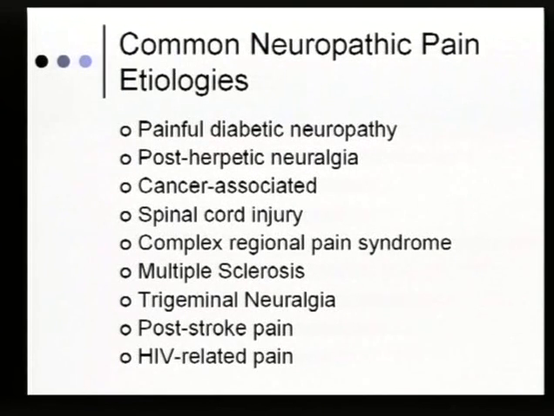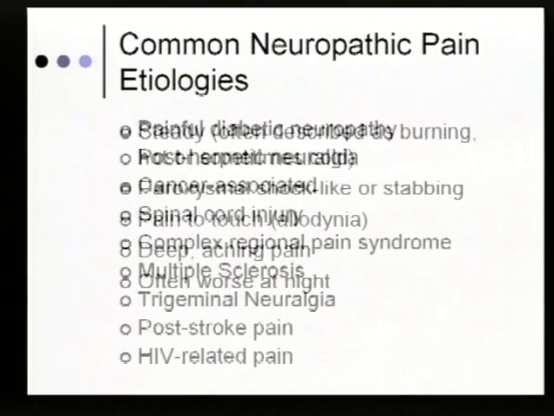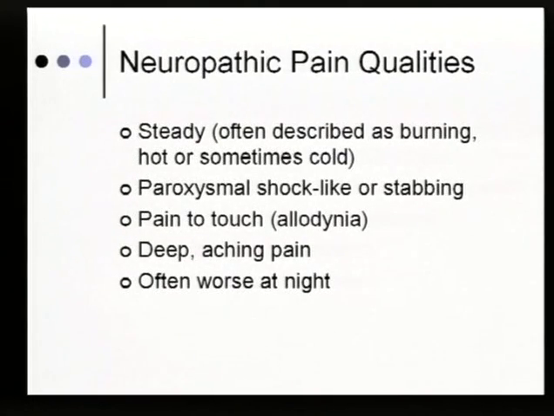We also have cancer-associated pain, spinal cord injury, which could include TM, trigeminal neuralgia, post-stroke pain. People with strokes can have pain from injury to the spinal cord, and then HIV infections. It's good to talk about different kinds of neuropathic pain qualities, and sometimes the pain is described as burning, hot, steady, stabbing, deep aching pains. Often it's worst at night.